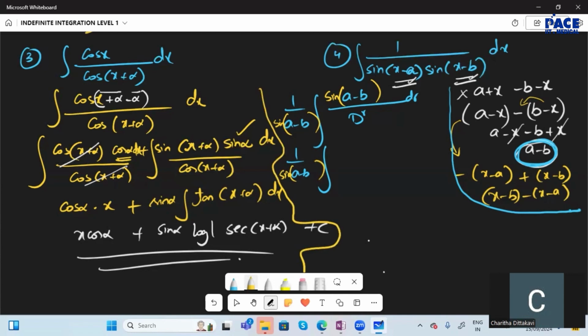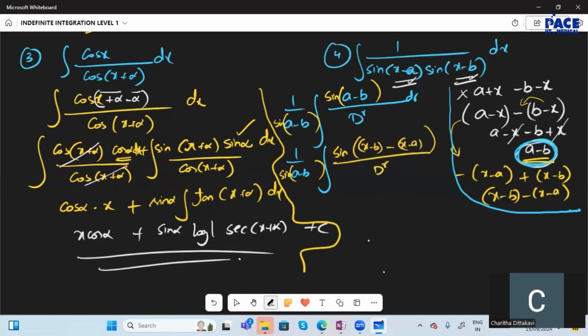Sine A cos B minus cos A sine B, isn't it? So I would take sine A cos B minus cos A sine B. But what is that A and B? So this A minus B is same as writing x minus B minus x minus A, isn't it? So by my denominator, this is again 1 by sine A minus B. Now what is sine of x minus B minus x minus A? This is like your complete A and complete B, which is nothing but integral of sine A cos B minus cos A sine B.